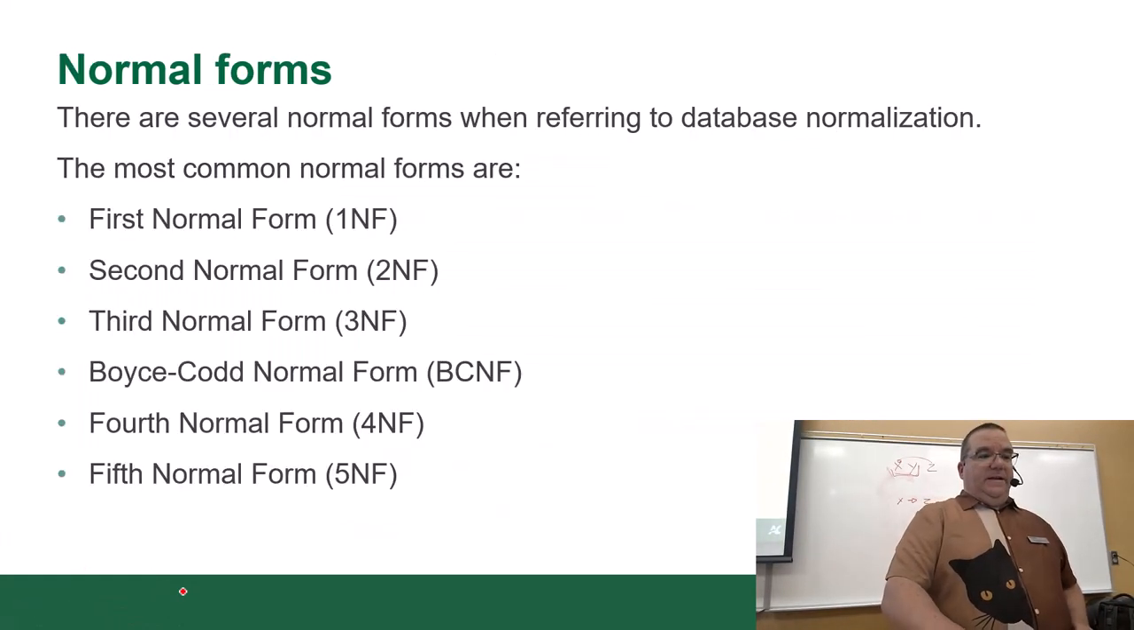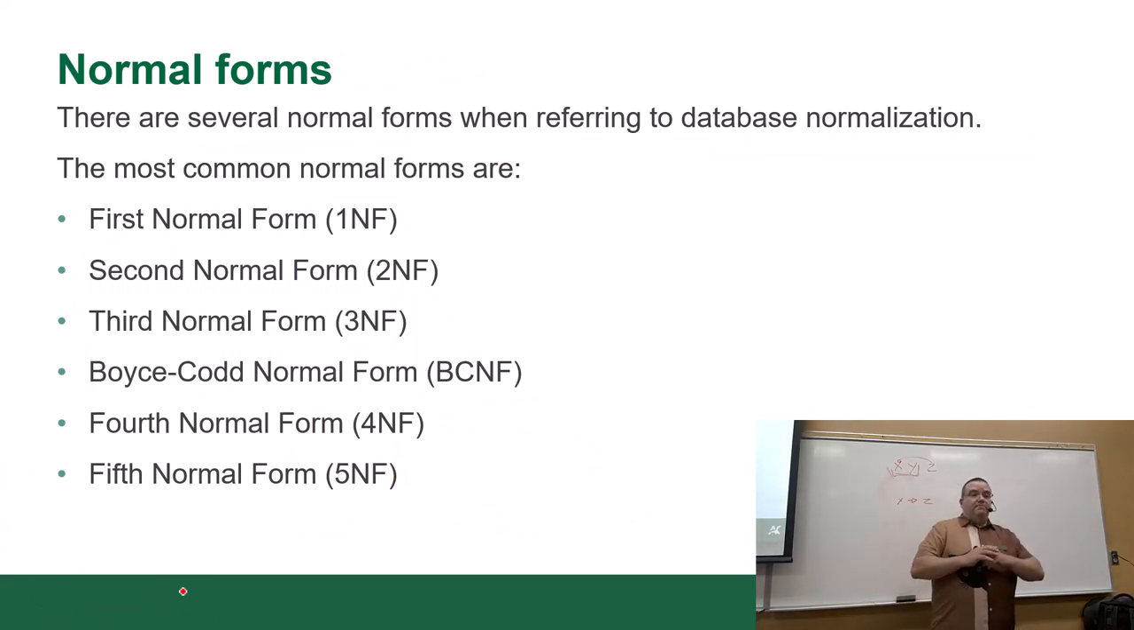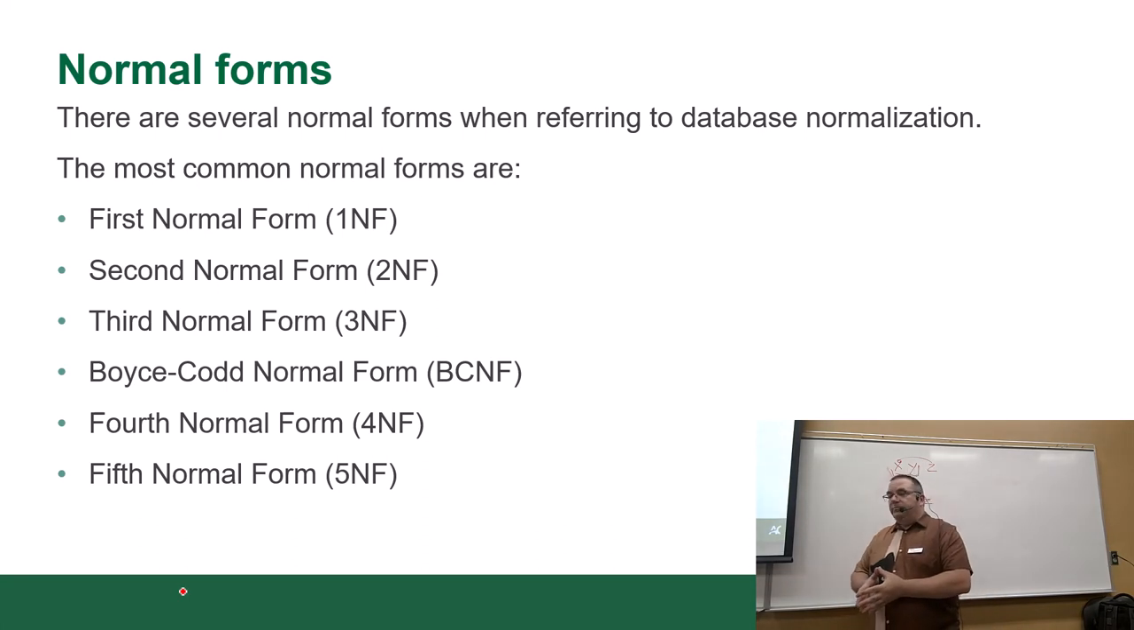All right. So there's many normal forms when we talk about database normalization. The first, second, and third normal forms, we have Boyce-Codd, and fourth and fifth. You'll notice that Boyce-Codd is in the middle between three and four. Each of these address specific kinds of issues.